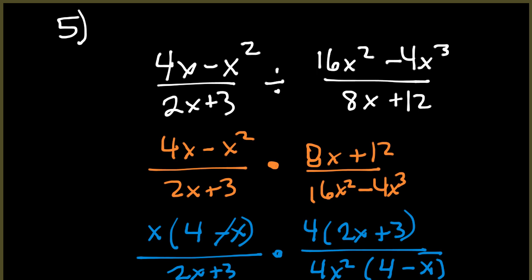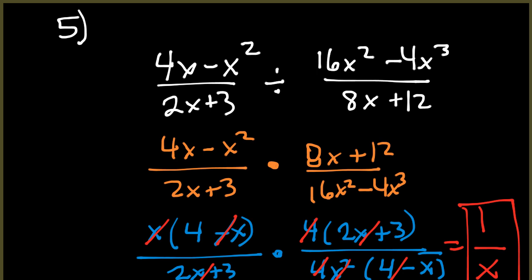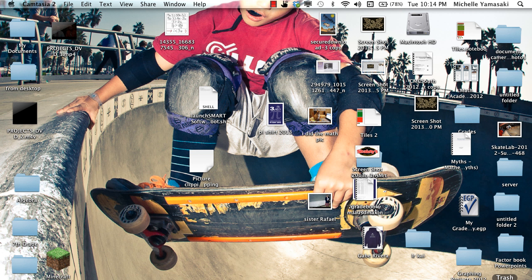Cancel. Let's do a different color. Cancel, cancel, cancel, cancel. I can take one x out, I'm left with an x. I can take a 4 out and a 4 out. So is there anything left in the numerator? Only a 1. And in the denominator, I'm left with an x. So your final answer is 1 over x. Almost done. If we don't finish this, watch the rest at home.